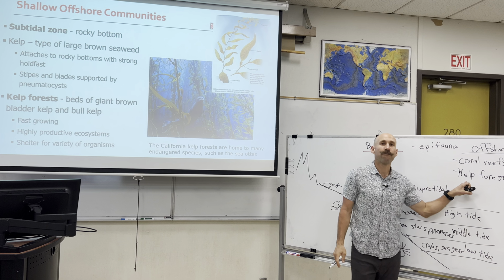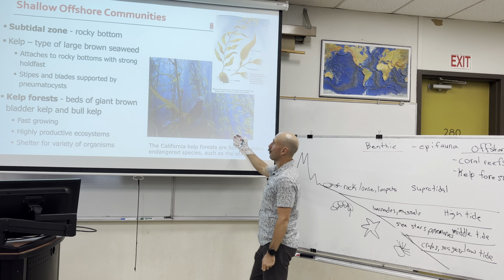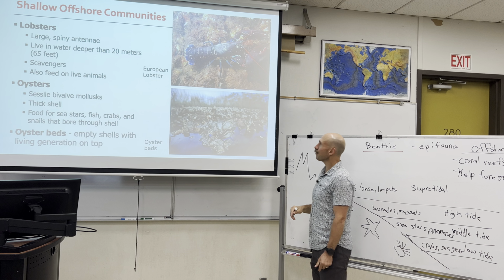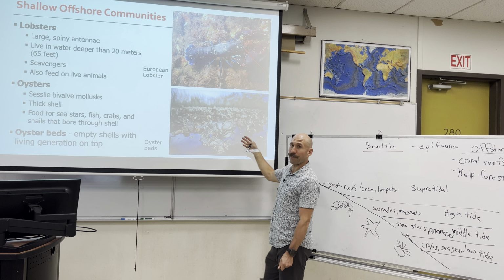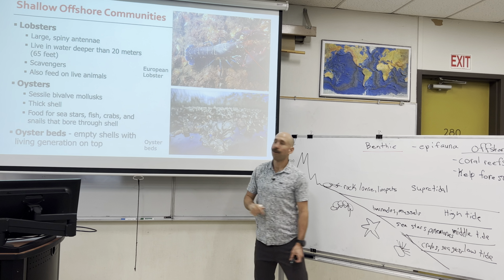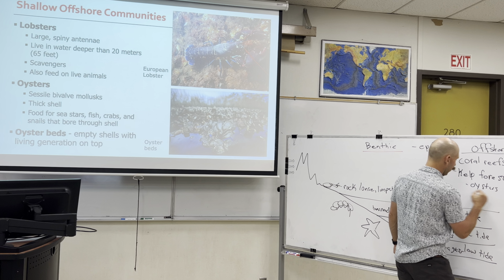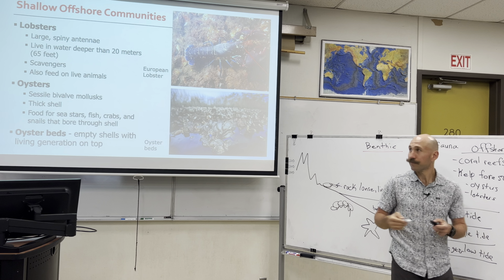We also have kelp forests, which provide habitat and protection for a variety of different marine organisms. Kelp being a form of macroscopic algae, a primary producer, plants of the ocean, with its own types of marine organisms. Here we've got oysters and lobsters. Oysters, lobsters. Lobsters are so cool.